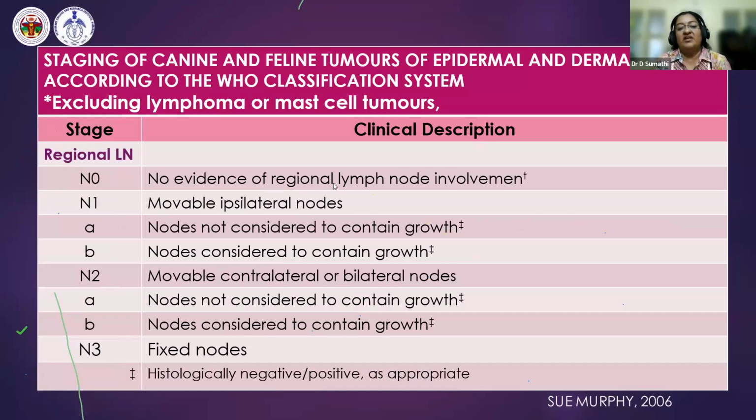N0, no evidence of a regional lymph node. N1 is movable and ipsilateral nodes. And nodes containing growth and nodes not containing growth is classified as A and B. N2 is movable, contralateral or bilateral nodes, and N3 is fixed nodes.